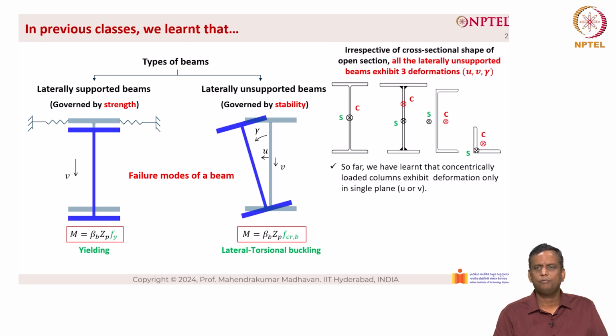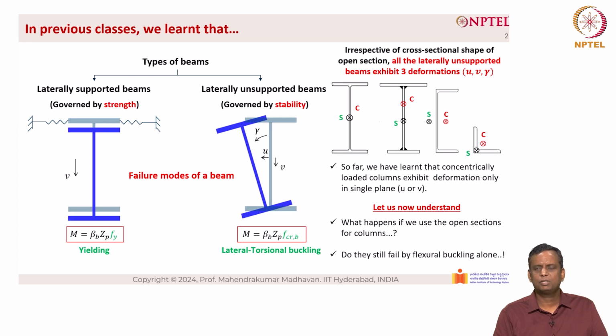So far we have learned that concentrically loaded columns exhibit deformation only in a single plane, which is U or V. What happens if we use open sections for columns? Do they still fail by flexural buckling alone? Something we need to understand.